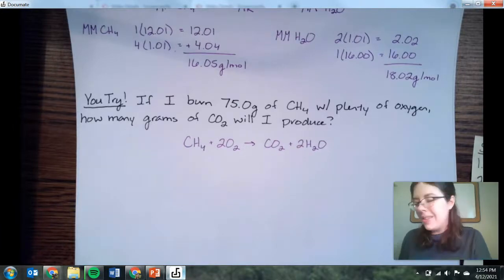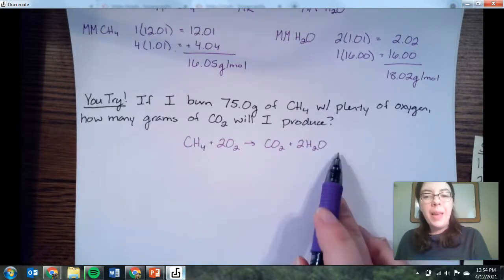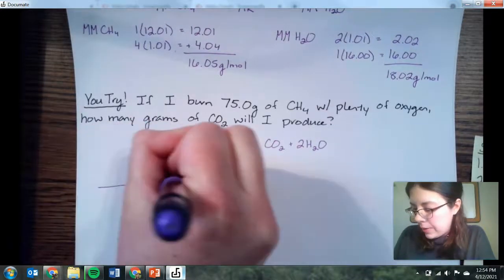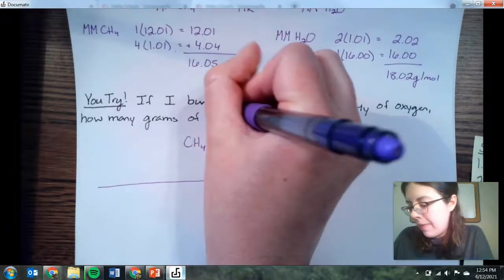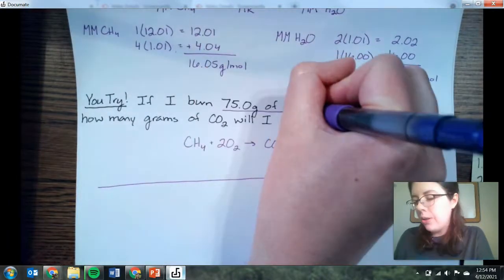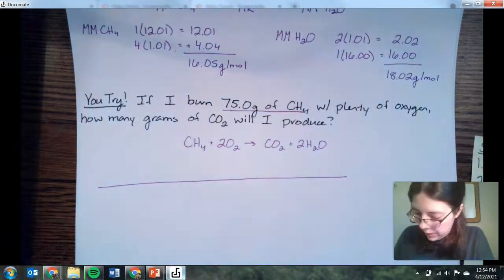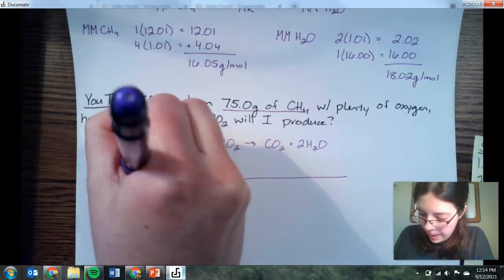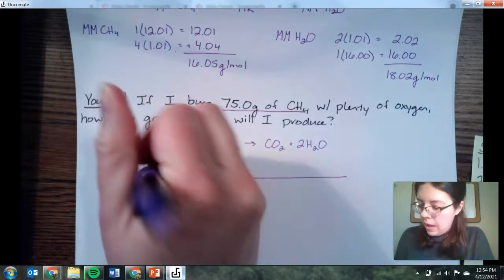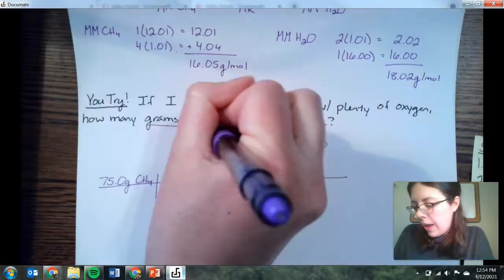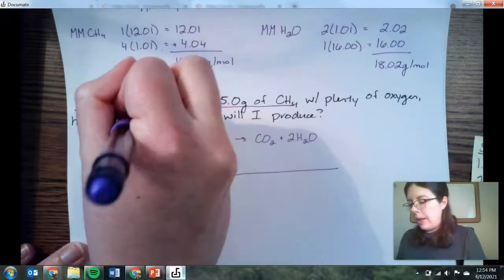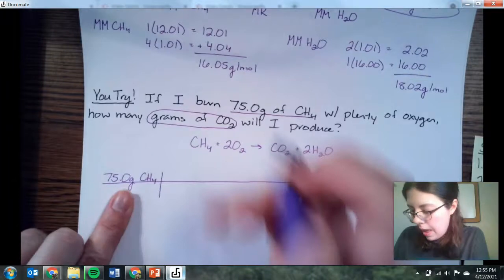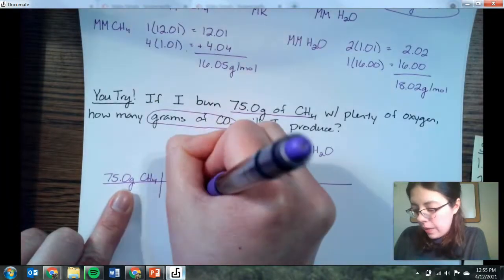Okay, so let's go ahead and solve this. Again, we use that same chemical equation as before. We're then going to set up our factor label table. Remember, our given, which in this case is 75.0 grams of methane, always goes in the first spot. That is a guarantee, 75.0 grams methane. The thing we're trying to find is the grams of the carbon dioxide. So if I have grams of methane up top, I need grams of methane on the bottom.